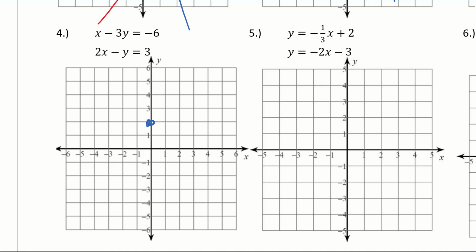Okay. Now we're going to cover up method again, and it's just x equal to negative 6. There's no solving right there. That's just that. Okay. We go down to the bottom one.